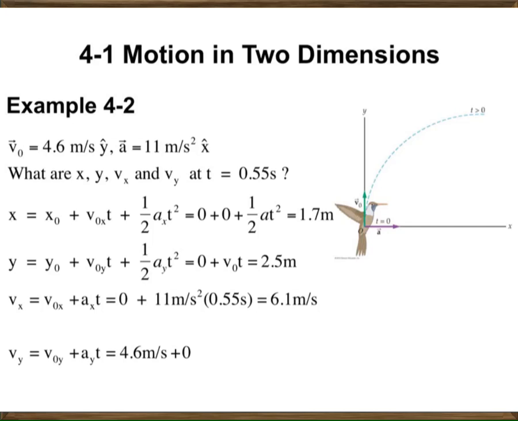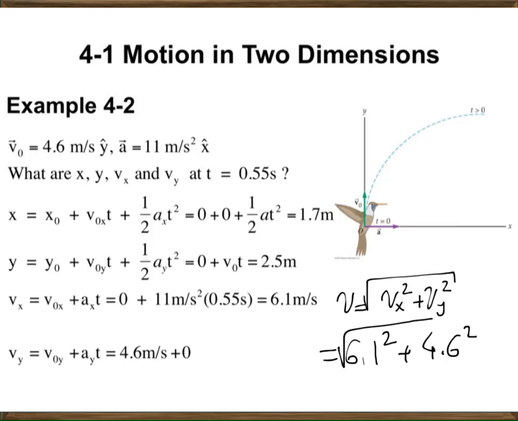And then the problem also may ask you, what is the final speed of the bird at time t equal to 0.55 seconds. So if you need to find the speed, then you just take the square of the velocity in x and y, and take the square root. So Vx was 6.1 squared plus Vy is 4.6 squared, and calculate this to find the final speed, or the speed at time t equal to 0.55 seconds.